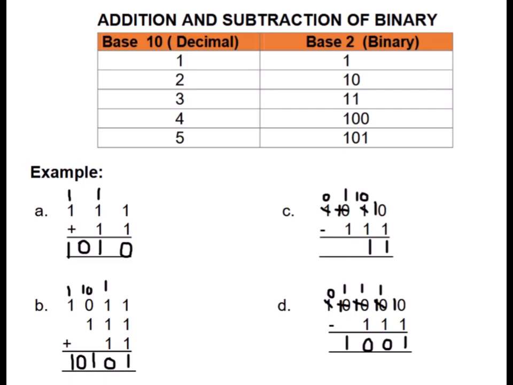You can see this is very much easy. So the table of binary 1 to 5 can guide you to do your addition and subtraction, which makes the work very easy and simple. I hope this will help you in doing your simple calculation under binary.